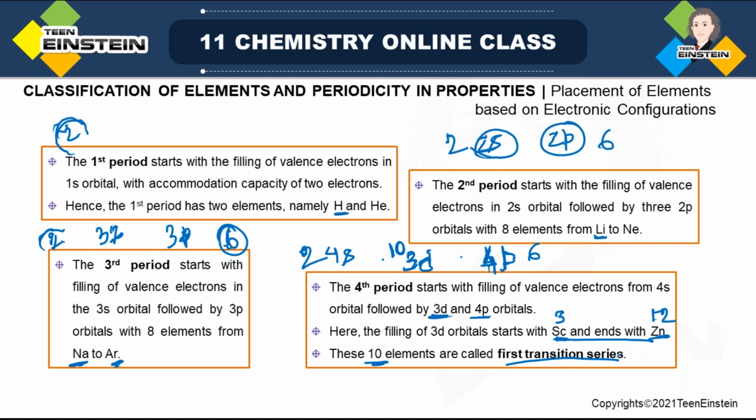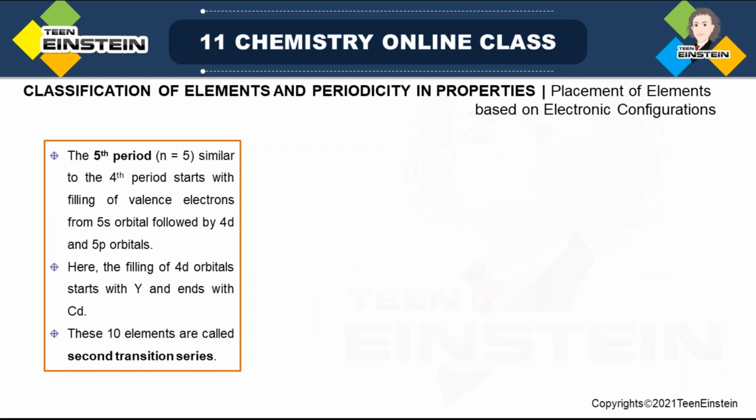So as it is 3D, the first D orbital is filled. This is the first transition series starting from scandium up to zinc. So these 10 elements have this specific name. They are present in the D block. But overall, how many elements can we have? It is 18.